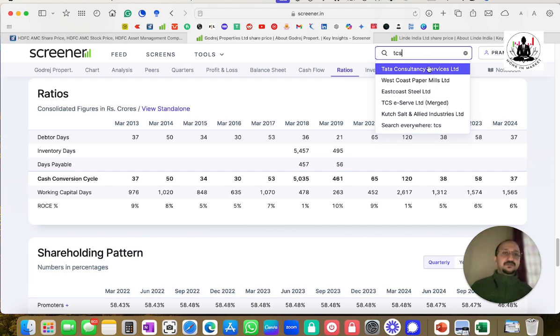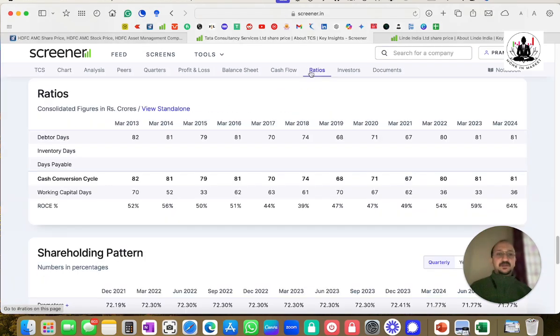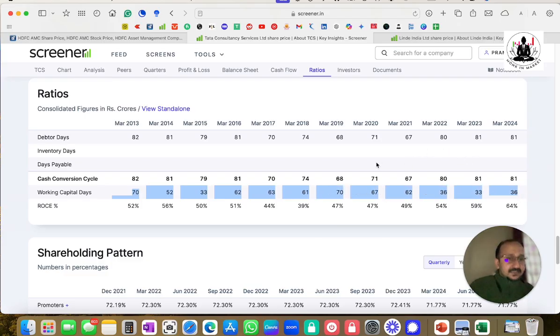TCS, for example. In TCS, the number of days are quite less, 1 month or 2 months. It's fine. The lesser the number of days, the better it would be for the company. So what I wanted to say, let me repeat myself again.